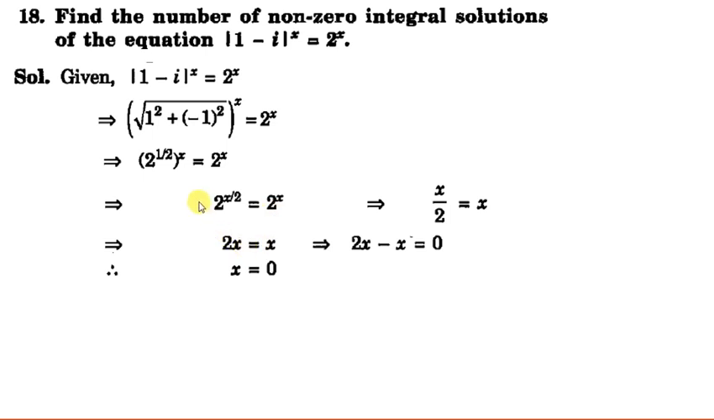Now base of both the sides are equal, so we can equate the powers. So x by 2 equal to x. From here you get 2x equal to x. So 2x minus x equal to 0, that is x equal to 0. So x equal to 0 is the only solution of this equation. So it means there is no non-zero integral solution.